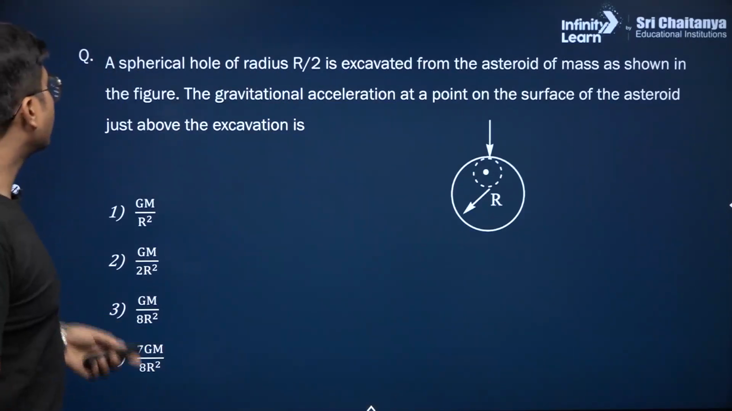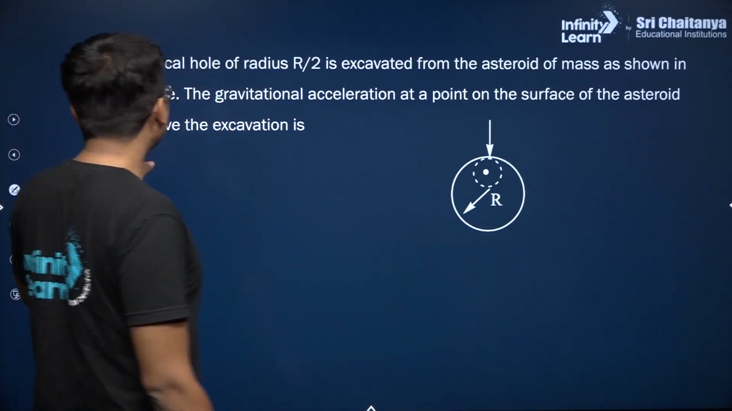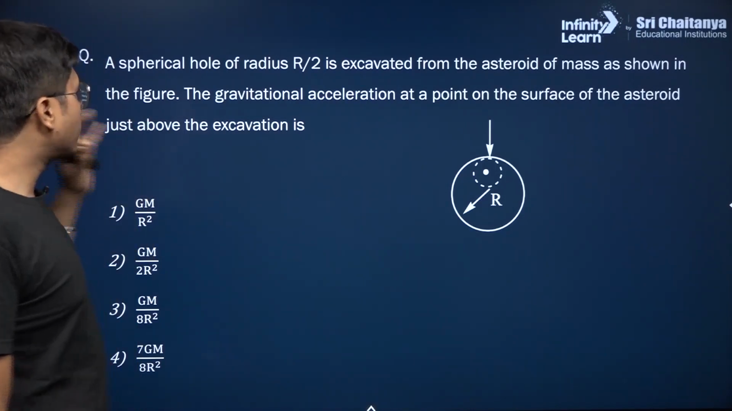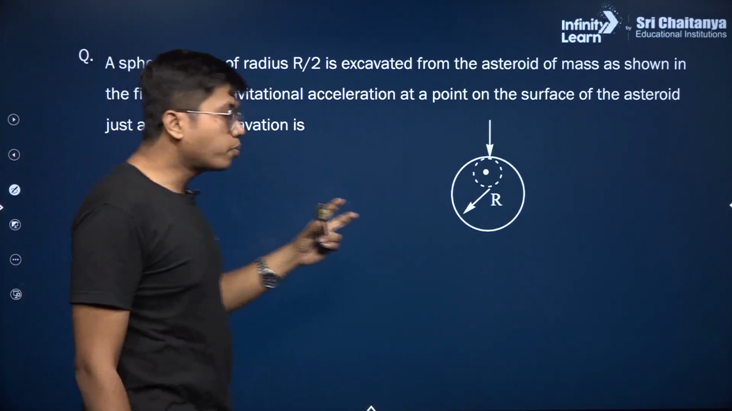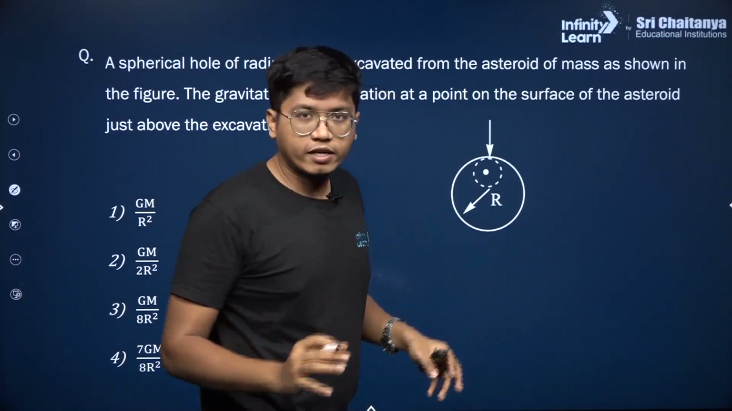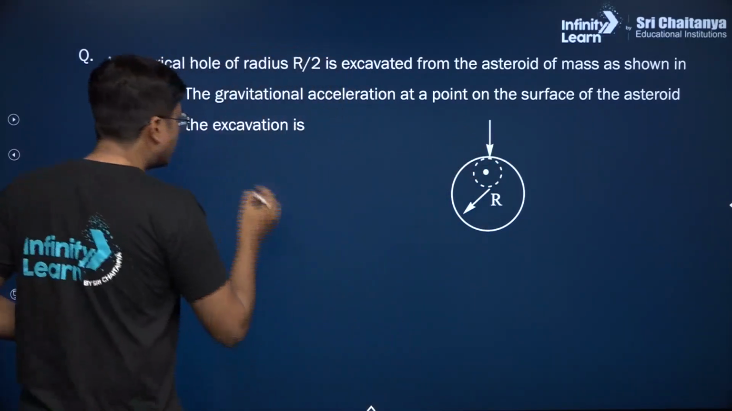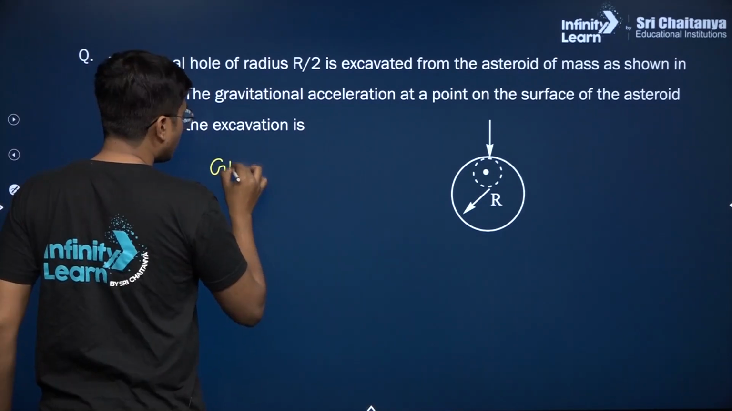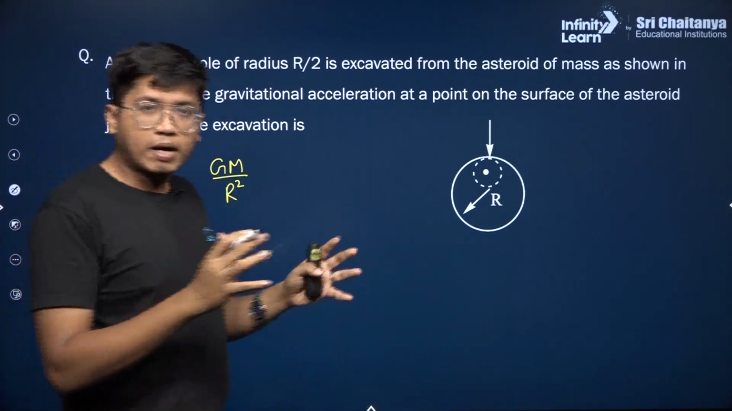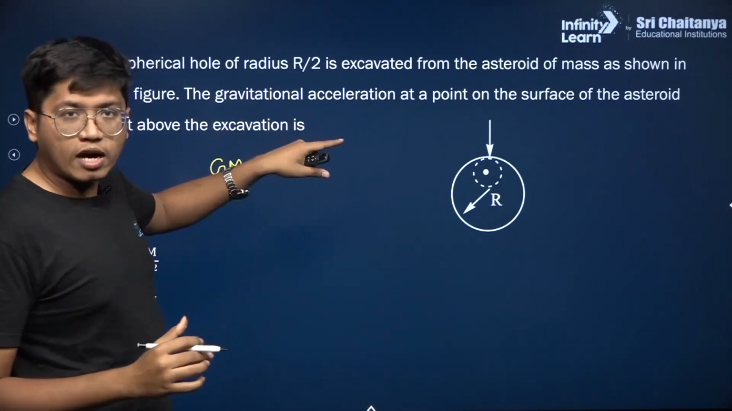Next question: a spherical hole of radius r by 2 is excavated from the asteroid of mass M as shown in the figure. The gravitational acceleration at a point on the surface of the asteroid just above the excavation is. So how do you proceed with the sum? Originally, when there was nothing excavated out, we know that the gravitational field at that point was given by GM by r square, where M was the entire mass of the planet. Now next, what do we do? We have excavated out r by 2.